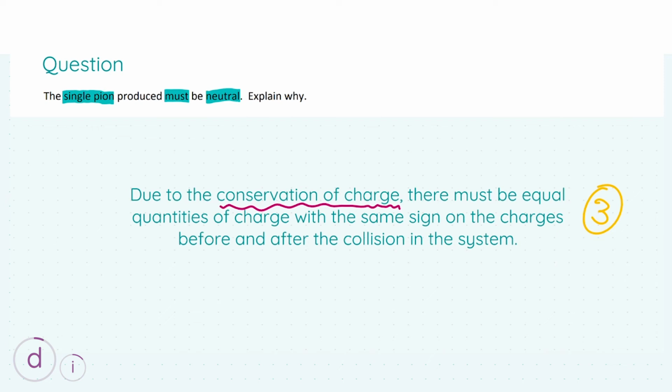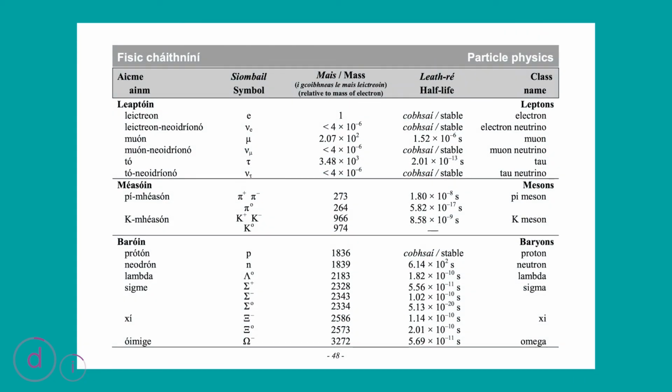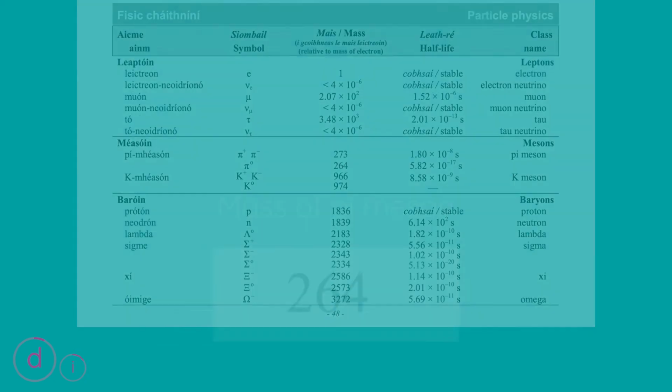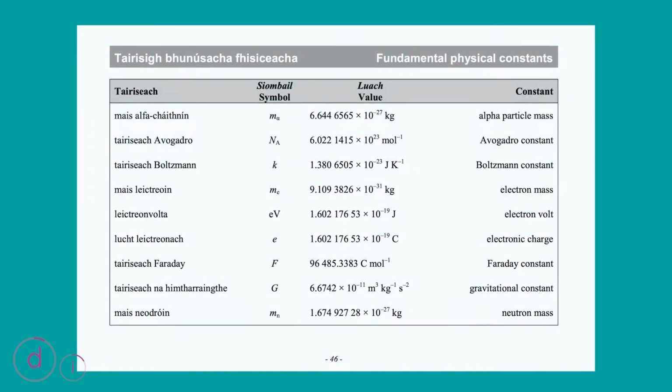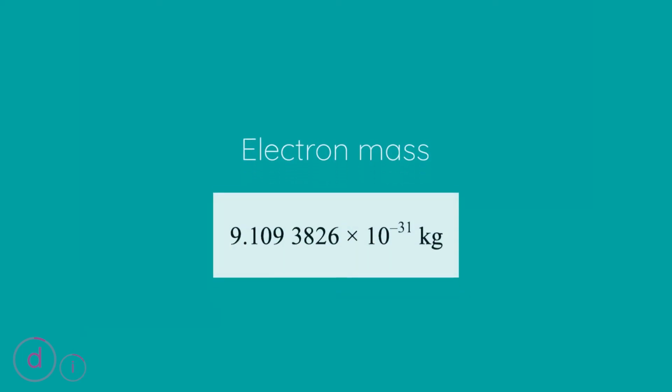Okay, so before we move on to the calculation, as part of this question, I want to draw your attention to a couple of pages in the Formulae and Tables book. The first one being page 48, like we saw earlier, but this time we will be looking at the mass of a neutral pi meson. Next, we have page 46, where we're going to need the electron mass.